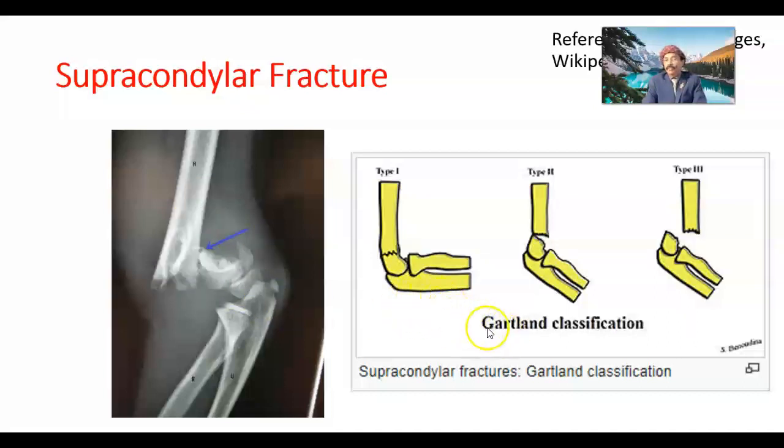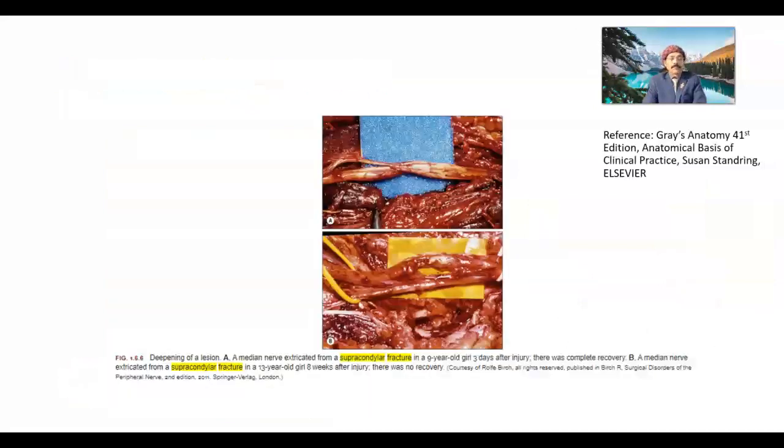This is a classification, Gartland classification. Type 1, bones are not separated, just a transverse fracture. Type 2, partly separated. Type 3, fully separated like this. And this needs surgery, exploration to re-establish or to repair the blood supply and nerve supply. This image has been taken from Gray's Anatomy, 41st edition.